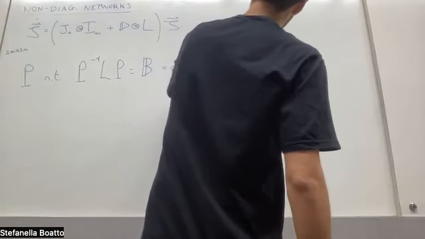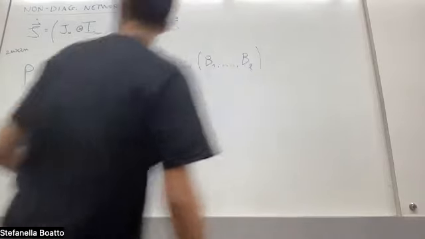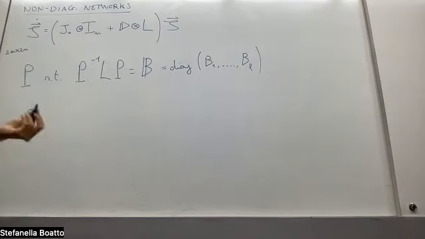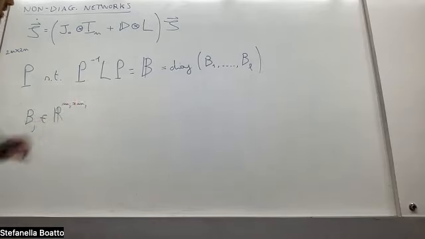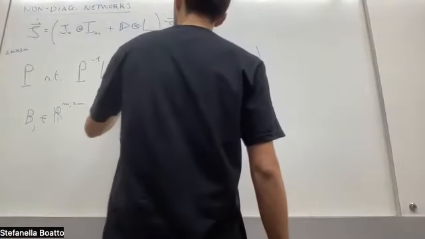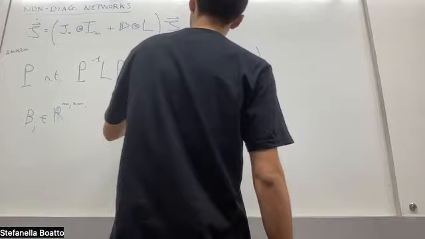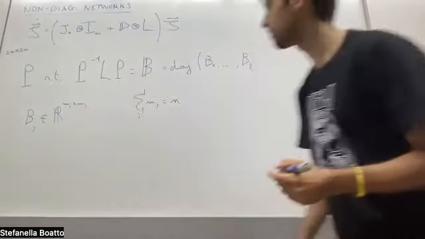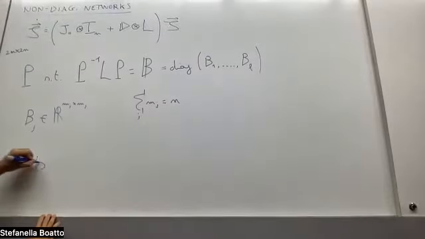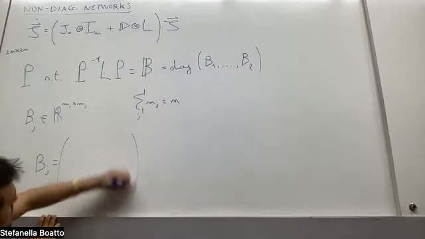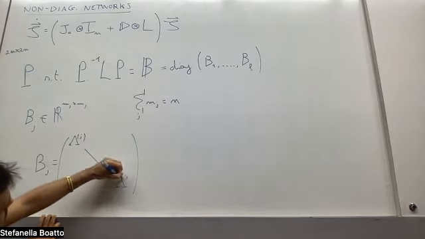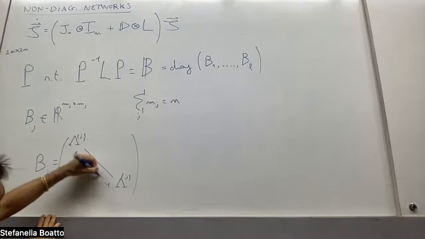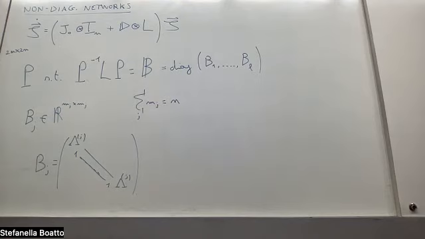B1, up to BL, and every block, for example J, is a matrix M_J times M_J, where the sum over J of M_J is equal to the dimension of the Laplacian, and each block has the eigenvalue lambda J on the diagonal and then 1 on the subdiagonal. So this is the Jordan form.